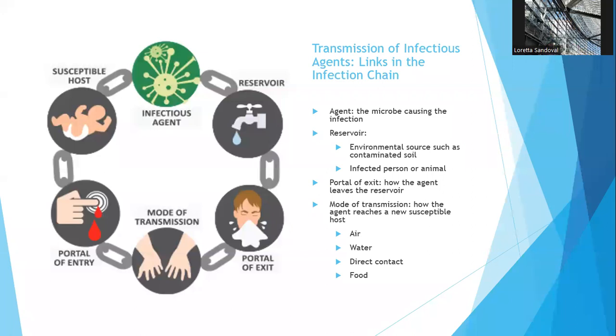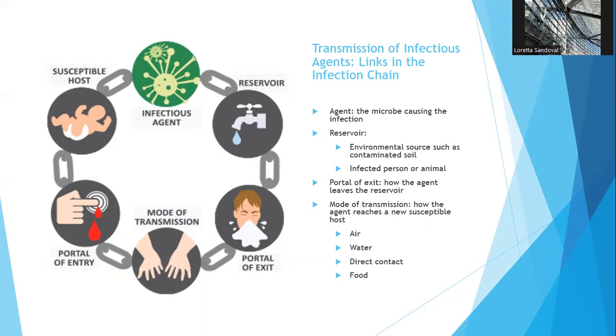So a chain of events occurs in the transmission of an infecting organism from one person or organism to another. So you have an infectious agent, whatever it is, the microbe causing the infection. Then you need a reservoir. So the reservoir is a source of infection.